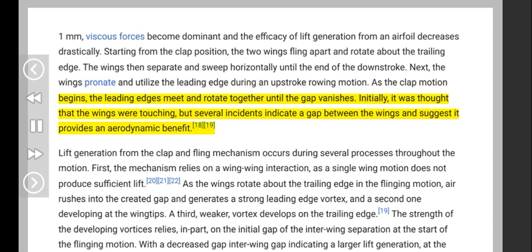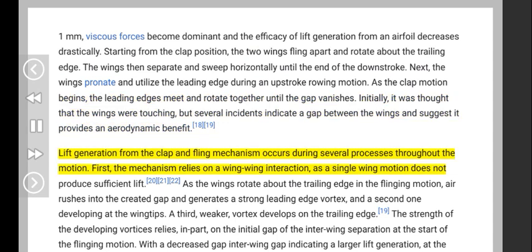Initially, it was thought that the wings were touching, but several incidents indicate a gap between the wings and suggest it provides an aerodynamic benefit. Lift generation from the clap and fling mechanism occurs during several processes throughout the motion. First, the mechanism relies on a wing-wing interaction, as a single wing motion does not produce sufficient lift.